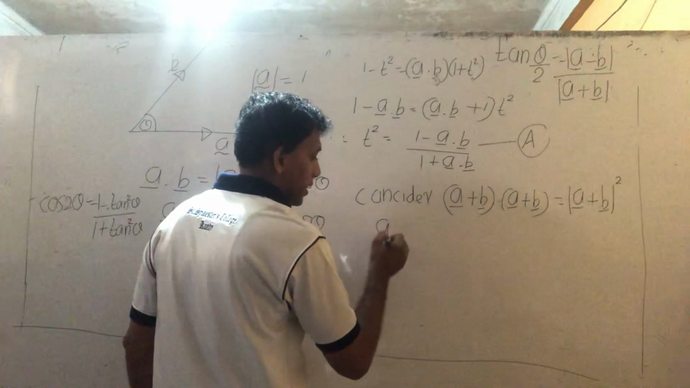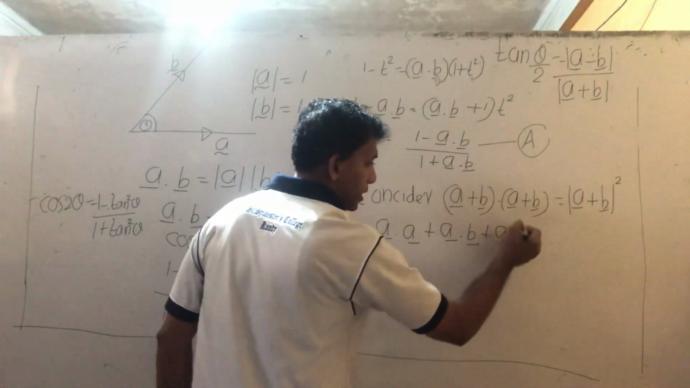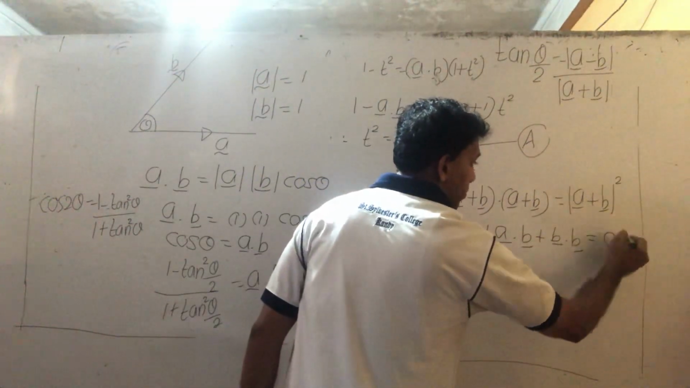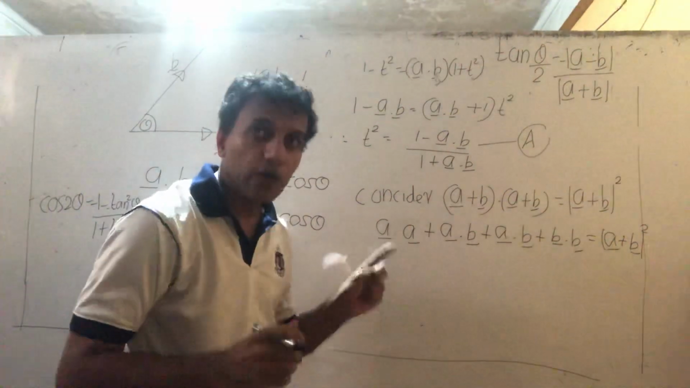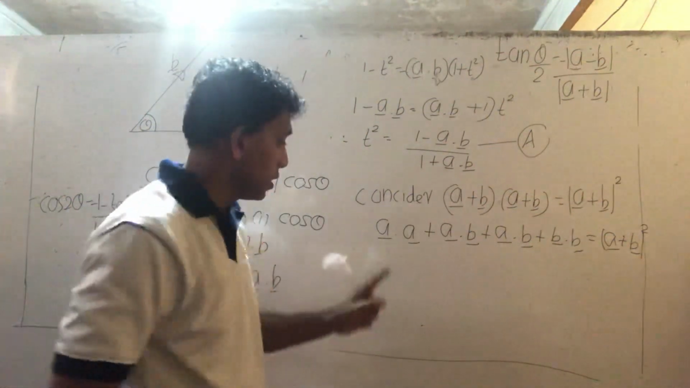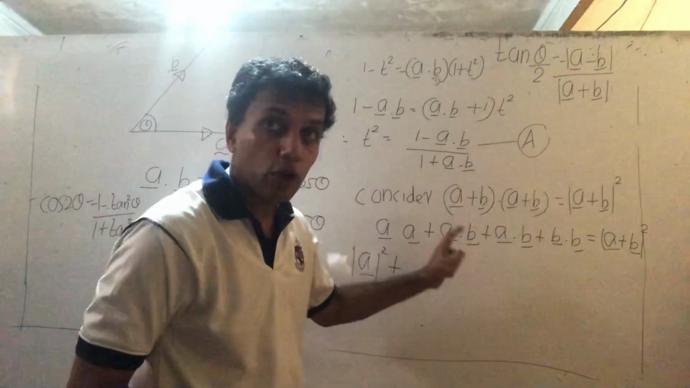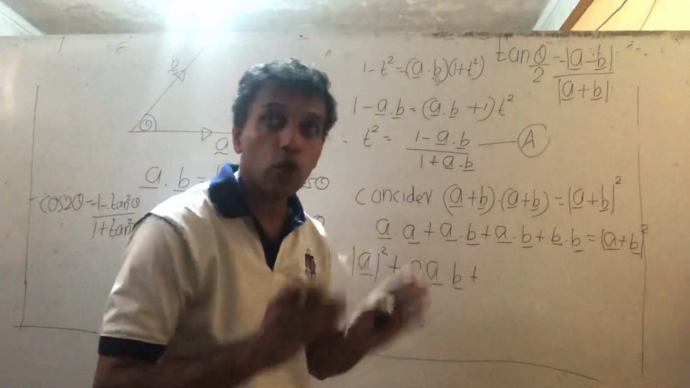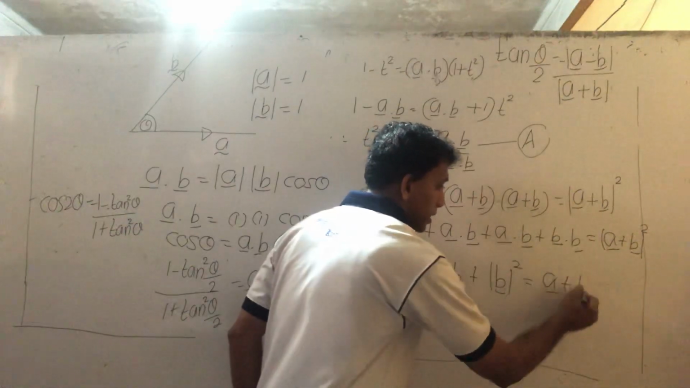Dot product: a·a + a·b + a·b + b·b equals |a + b|², modulus square, right? So what is a·a? We worked, I think many times, on earlier questions. a·a means |a| cos 0, that is 1, so here it is |a|². Here a·b again, a·b 2 times, 2 times vector a·b. Here b·b is |b|².